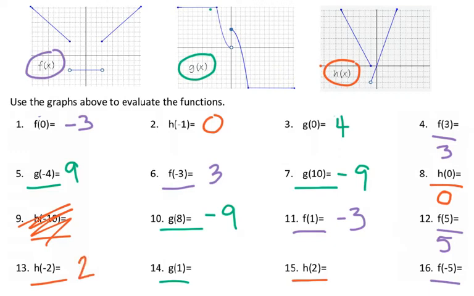Number 14, when x is 1 on the g graph, looks like y is 3. Red graph, when x is 2 on the h graph, oh, 1, 2, 3, 4, 5, looks like 6. And then the last one, purple, when x is negative 5. 3, 4, 5, 1, 2, 3, 4, 5.